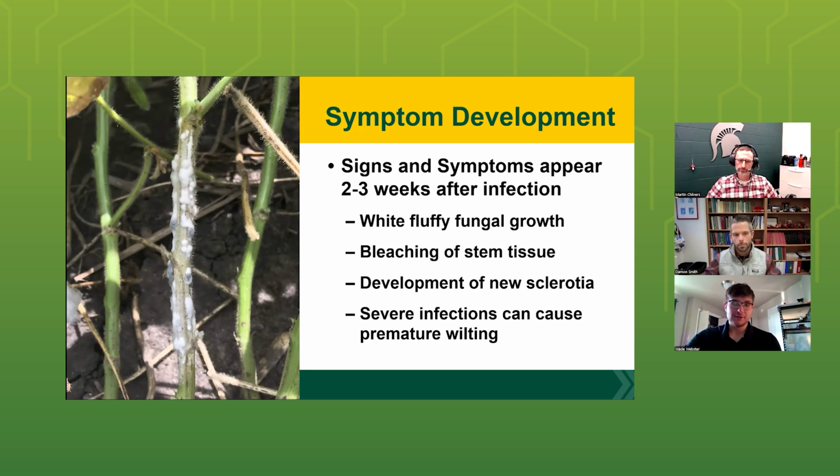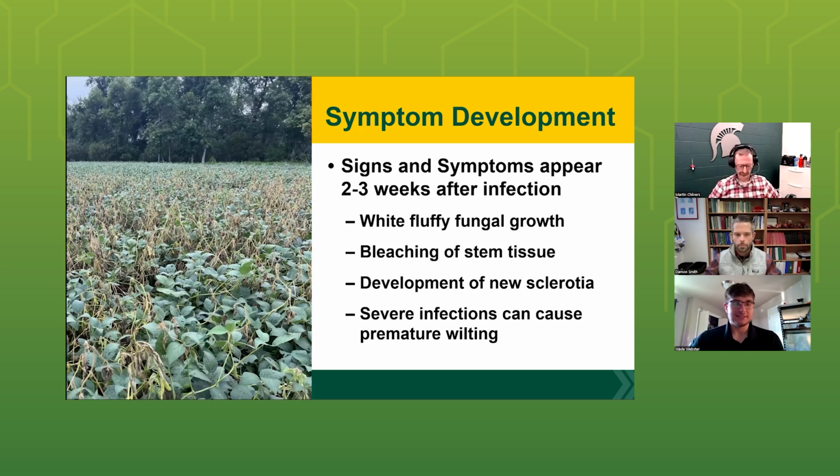And in very severe cases, if you can imagine that entire plant is getting girdled off, water is not able to move upward within that plant. And so we see this kind of severe premature wilting and death of these particular plants.